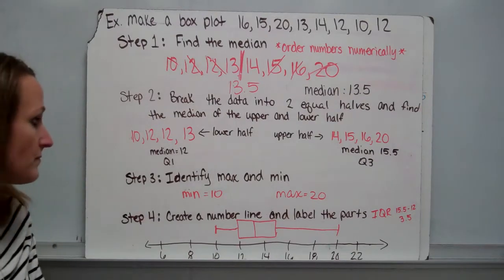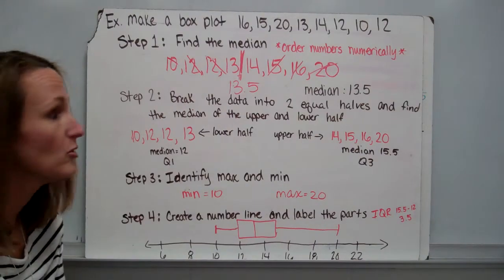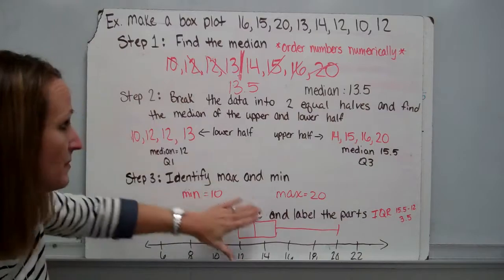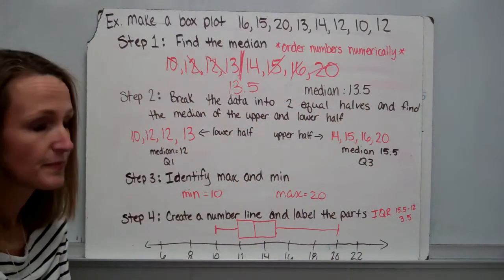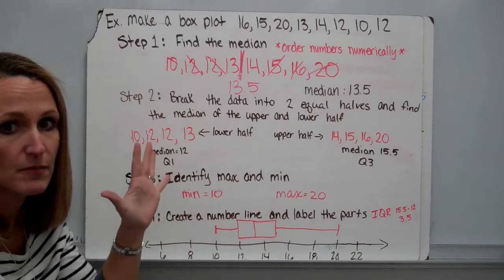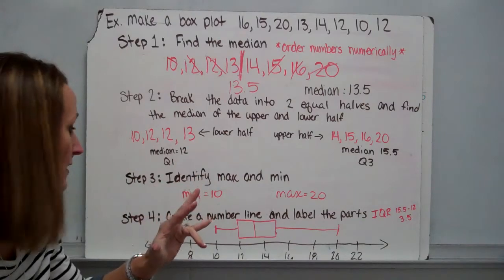Okay, now, I need to identify my max and my min. This is very simple. My minimum is my lowest number. My maximum is my highest number. Super easy. So we've identified our 5 parts: minimum, maximum, median, and then our quartile 1 and our quartile 3.